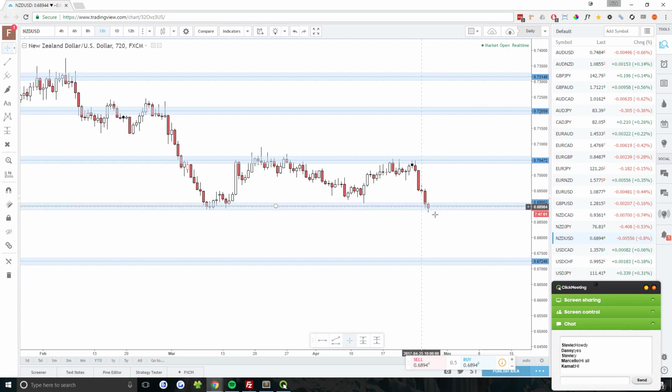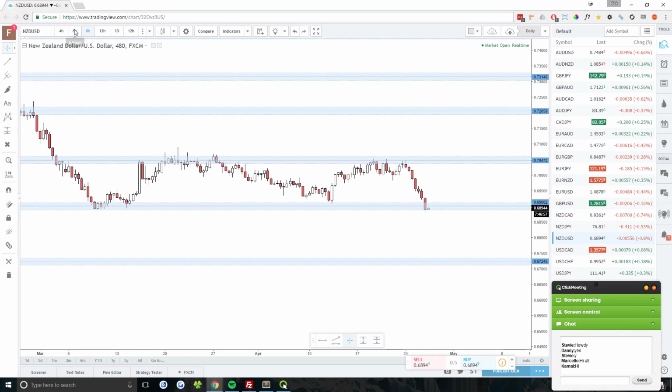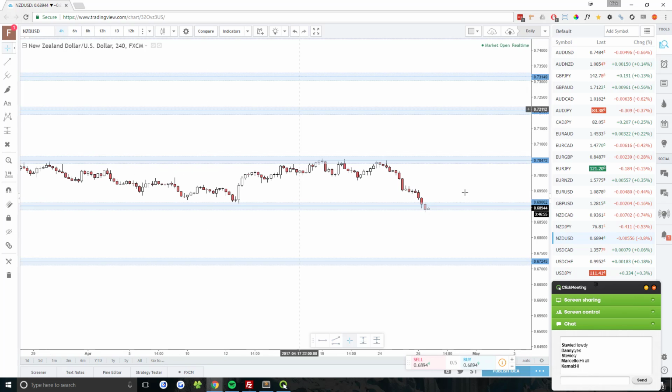It looks really nice. Because even on the 12-hour, it's showing signs of it stalling right now. And then on the lower time frames, we're seeing just stronger signs of it stalling. So this is worth keeping an eye on. New Zealand USD, potential long trade in the works. Keep a close eye on it.